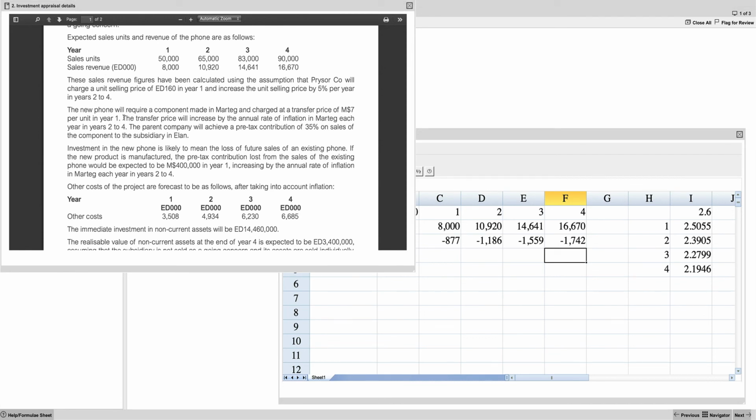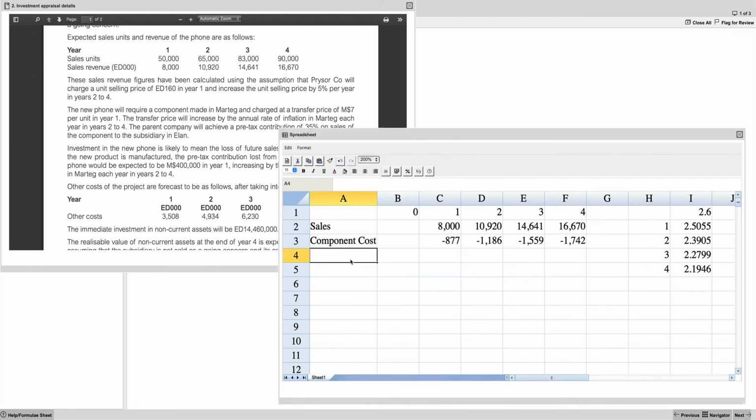So the question then says the parent company will achieve a pre-tax contribution of 35% on sales, so that'll be in M dollars, so I'll deal with that later. Investment in the new phone is likely to mean the loss of future sales, so we're going to lose some money. That's all in M dollars again, so I'll deal with that later. And so now I'm down to this. Other costs are forecast to be as follows, already taking inflation into account. So here are some other costs, and they're already in the foreign currency, which is what I'm dealing with at the minute, so I can just put those in the other costs. Notice these don't have any commas in them, so all you do is go up there and look for the one with the comma, put that in and you're done.